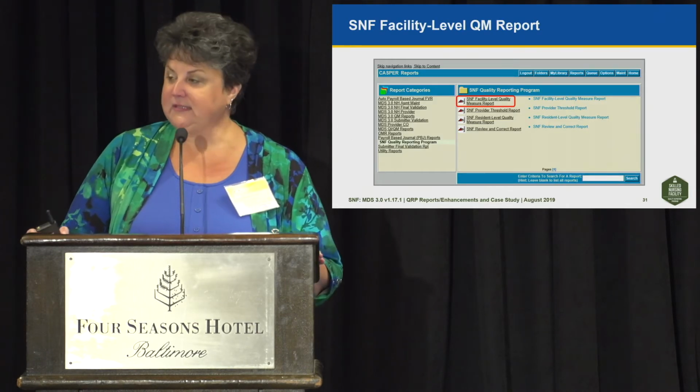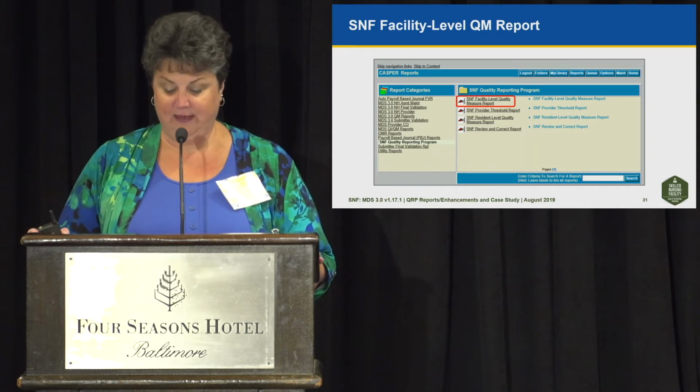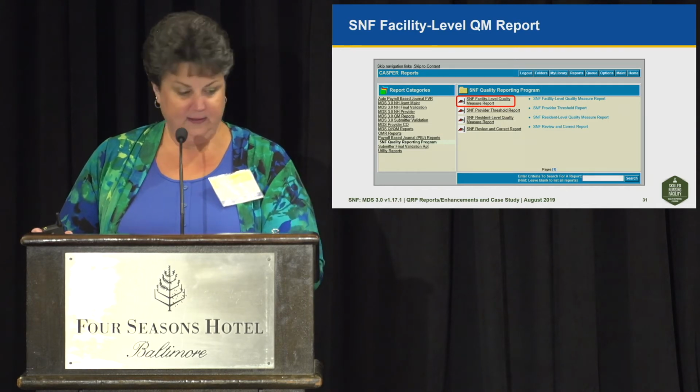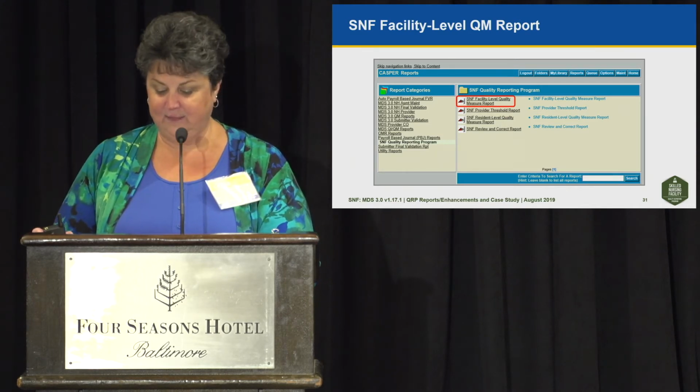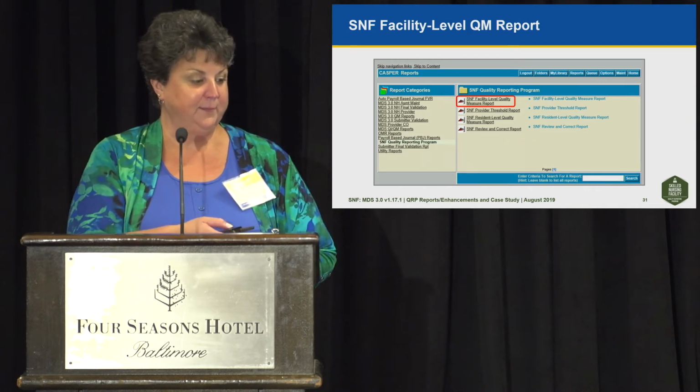Okay, after selecting that SNF QRP link from the reports category on the left, a list of those reports will come up on the right. And again, to access the facility level QM report, you just select that from that pane.